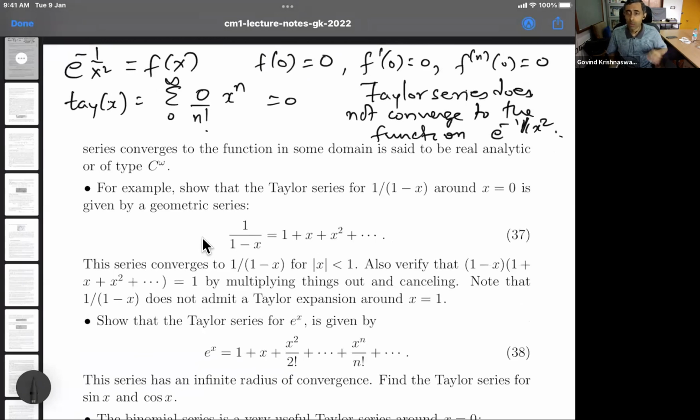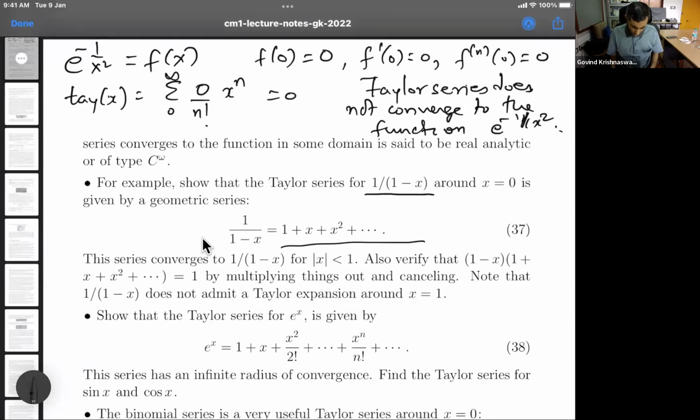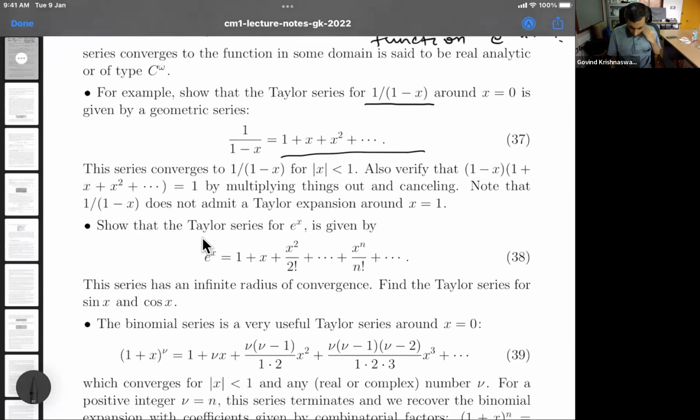Let us come back to more typical functions. For instance, 1 upon 1 minus x. I invite you to compute its derivatives around x equal to 0, and thereby construct the Taylor polynomial and extend that to an infinite series. You will find that you get 1 plus x plus x squared plus dot dot dot, the geometric series. I think you are familiar with this example. Another very important example is, of course, the exponential function.